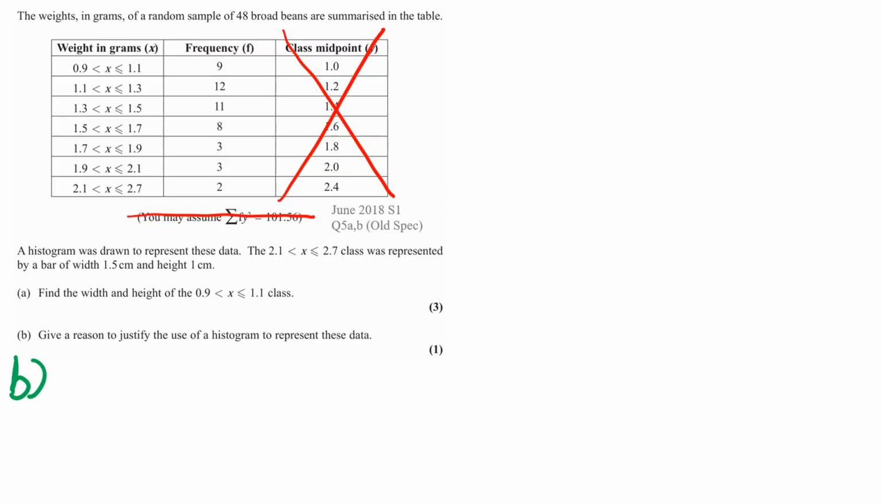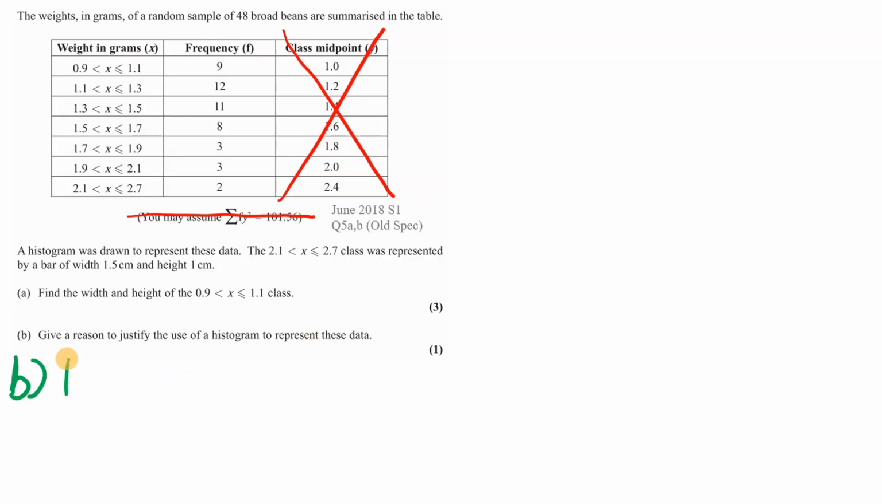Okay, I just want to quickly touch on part B as well, where it says give a reason to justify the use of a histogram to represent this data. And this is a question they've asked a couple of times in exams. So it's asking why we can use a histogram to represent this data here, which is the weight in grams of some broad beans.